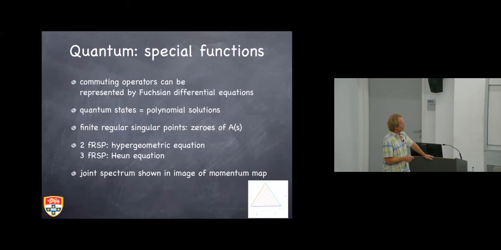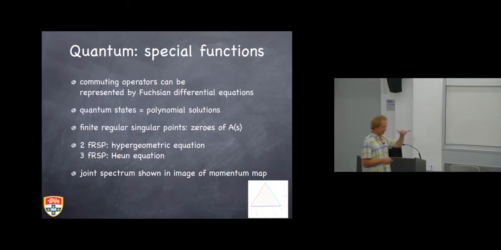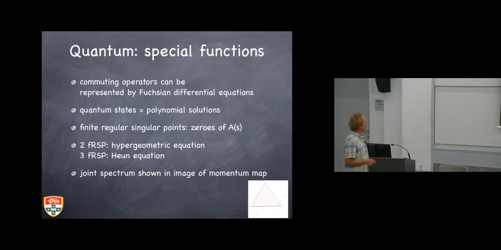So the quantum system also has a relation to special functions, and I want to briefly mention that here. You can represent the commuting operators now as Fuchsian differential equations. And the quantum states are the polynomial solutions of these equations. And these Fuchsian equations have finite regular singular points at the zeros of A. So these are E1, E2, E3, E4, that's the 4 parameters, but the Fuchsian equation also has a point at infinity. So if you do it projectively, that would be these 5 singular points. But I'm only counting finite regular singular points here.